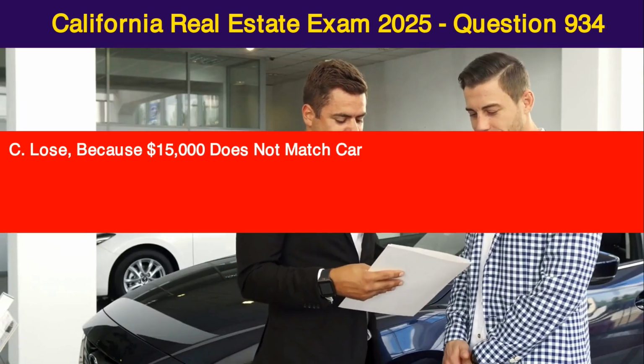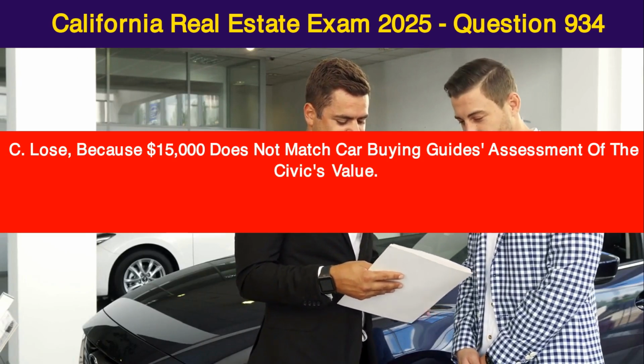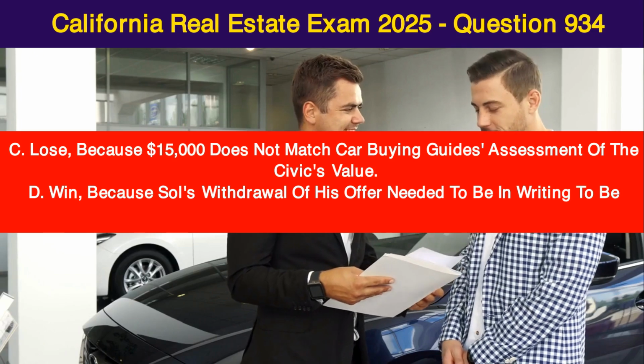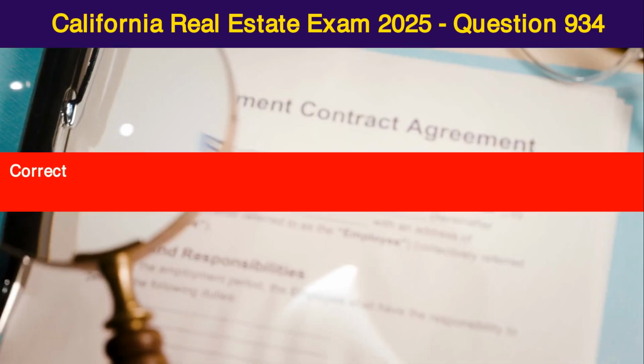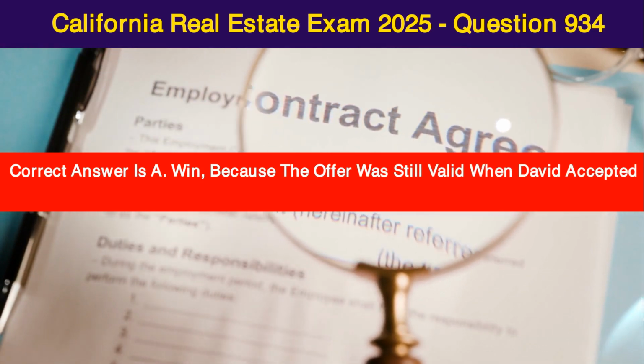C. Lose, because $15,000 does not match Car Buying Guide's assessment of the Civic's value. D. Win, because Saul's withdrawal of his offer needed to be in writing to be effective. Correct answer is A. Win, because the offer was still valid when David accepted it.